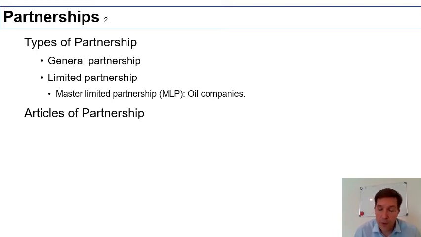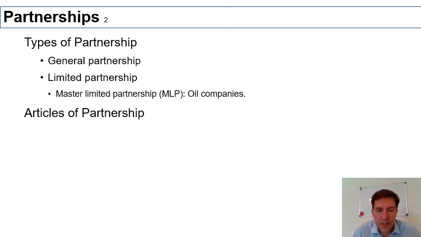Now, if you start thinking about the complexity partnerships include, I will suggest, although this is not necessary, that when you're writing your articles of partnership, you actually hire a lawyer that knows about what needs to be written here.